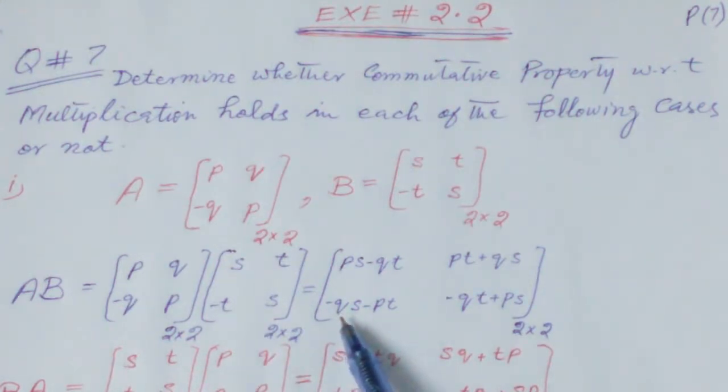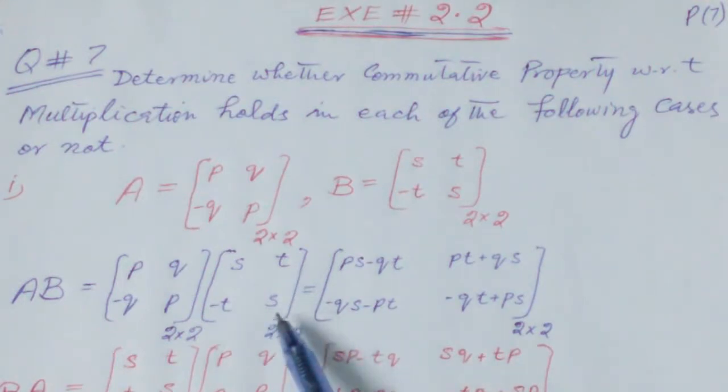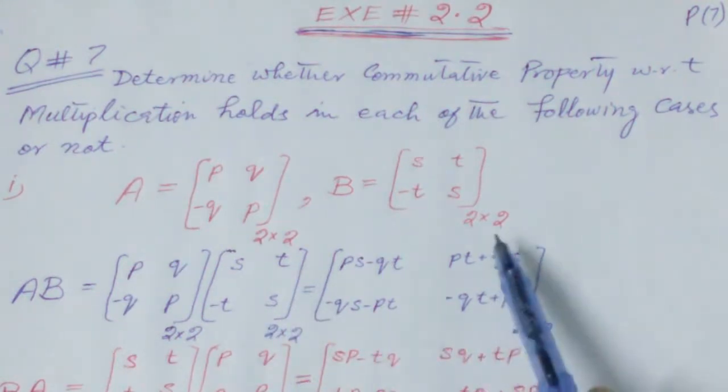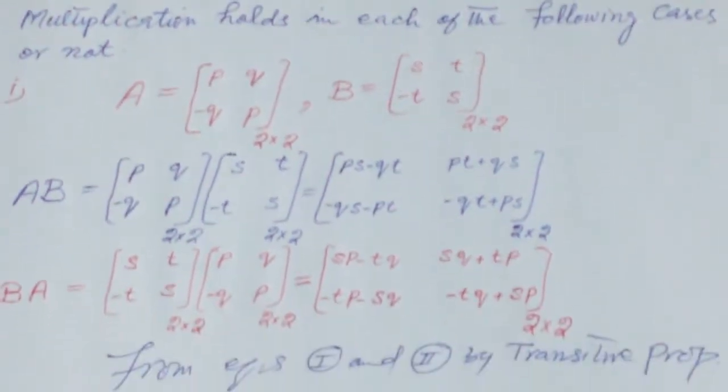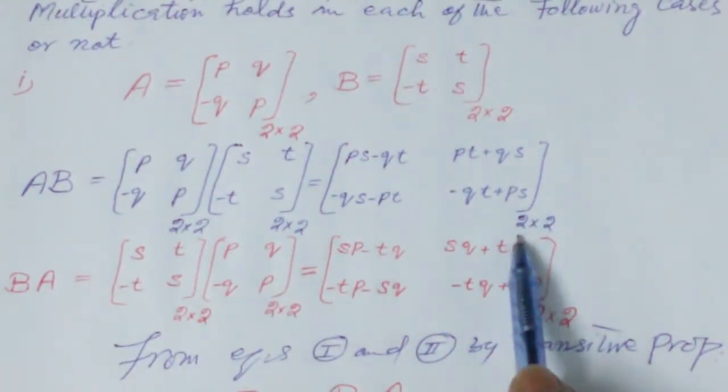Substitute that quantity in the second row, first column. Multiply the second row with the second column. Substitute that quantity in the second row and second column of the resultant matrix. This is the resultant matrix AB.